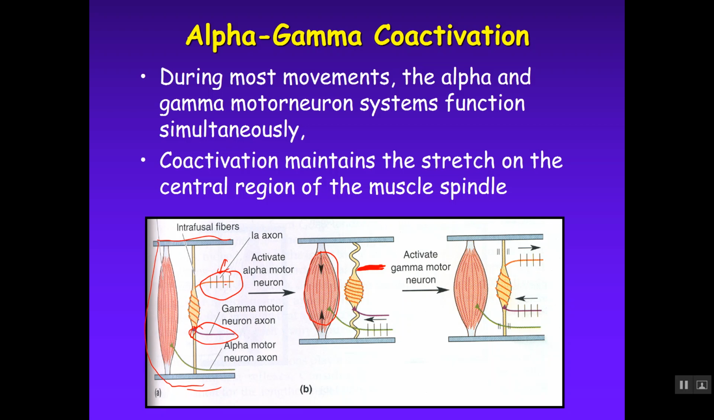So that's what the alpha gamma coactivation does. It just maintains the sensitivity there. So some theory on, there's a couple different types of therapy that people do. One's called the Jones technique, and there's a couple variations on this where they claim that they're basically resetting the muscle spindle.